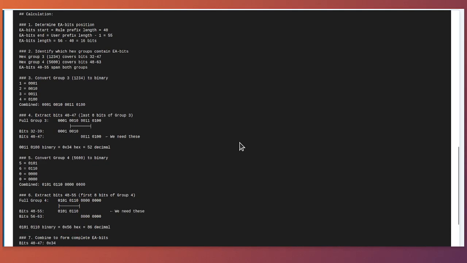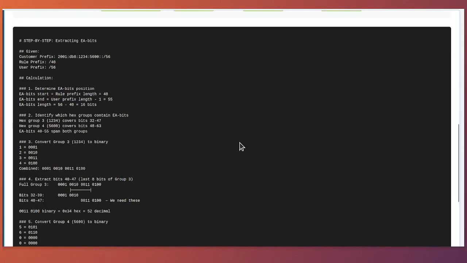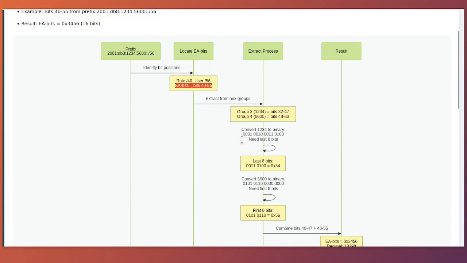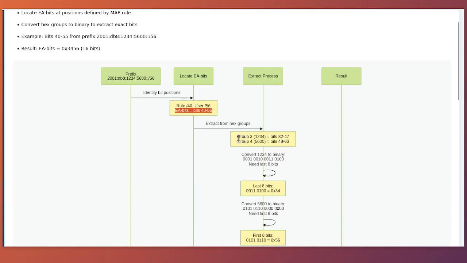Group 2, which is 0db8, occupies bits 16 through 31. Group 3, which is 1234, occupies bits 32 through 47. Group 4, which is 5600, occupies bits 48 through 63.